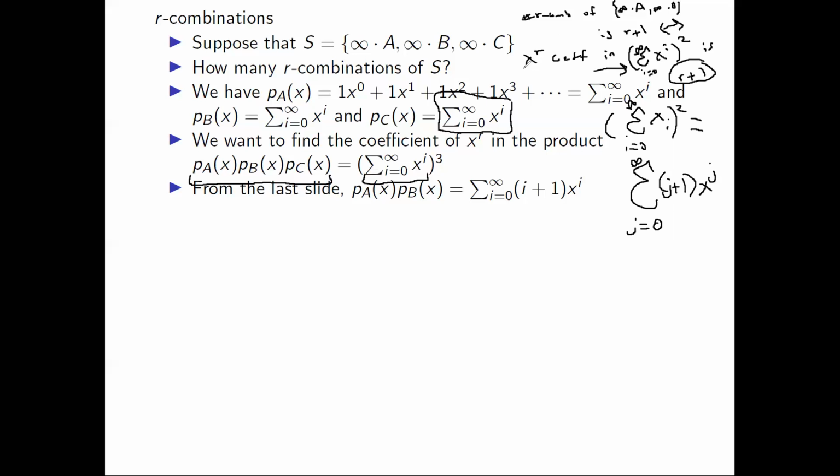So if the x to the r coefficient in this product right here is equal to r plus 1 for each r from 0, 1 up to infinity, then that's telling us that this product of these sums, so the sum squared, is just equal to this polynomial down here, which is the sum j equals 0 to infinity of j plus 1 times x to the j. Because that's the polynomial whose x to the j coefficient is j plus 1, which is the same as the polynomial whose x to the r coefficient is r plus 1. So that's how we get that P_A of x times P_B of x is equal to this summation right here. Because that summation, sum i equals 0 to infinity of i plus 1 times x to the i, is the same as this summation right here. We're just using an i instead of a j.